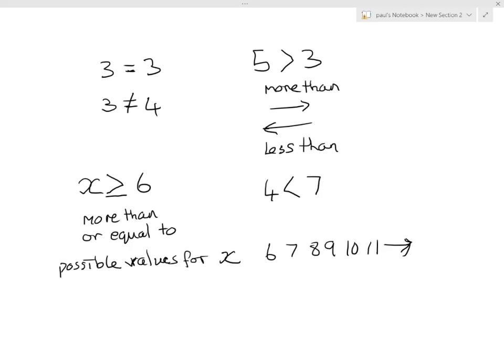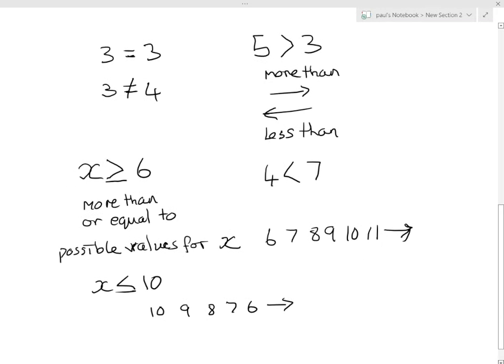So there's an arrow at the end of there. Now we can flip this round. We can have x is less than or equal to 10. So possible values for x are 10, 9, 8, 7, 6, etc. So these are reversible. You can read them left to right, right to left, as the same with these.